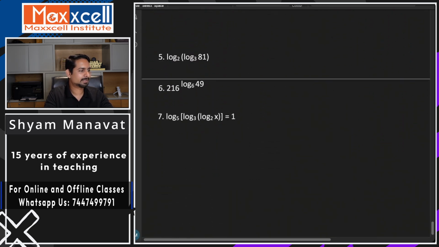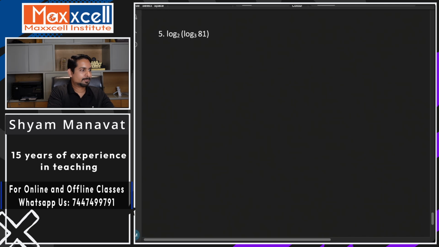Next question. Let's simplify this. When you have log of some number, you should start simplifying from the innermost log. For example, here we have log 81 base 3. That can be written as what? You know, 3 raised to 4 is 81, right? 81 is 3 raised to 4. So what power of 3 can get you 81?